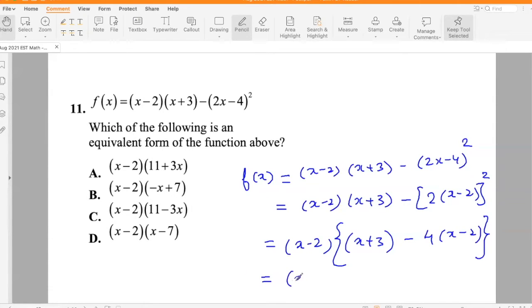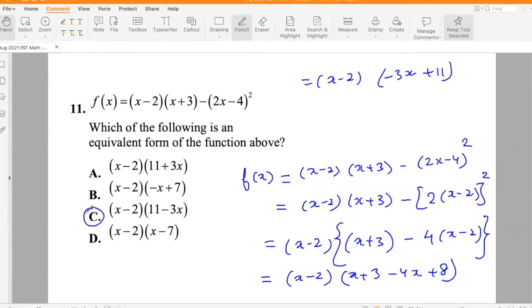So that becomes x minus 2, x plus 3 minus 4x plus 8. So that becomes x minus 2. x minus 4x is minus 3x plus 11. So x minus 2 into 11 minus 3x, option C.